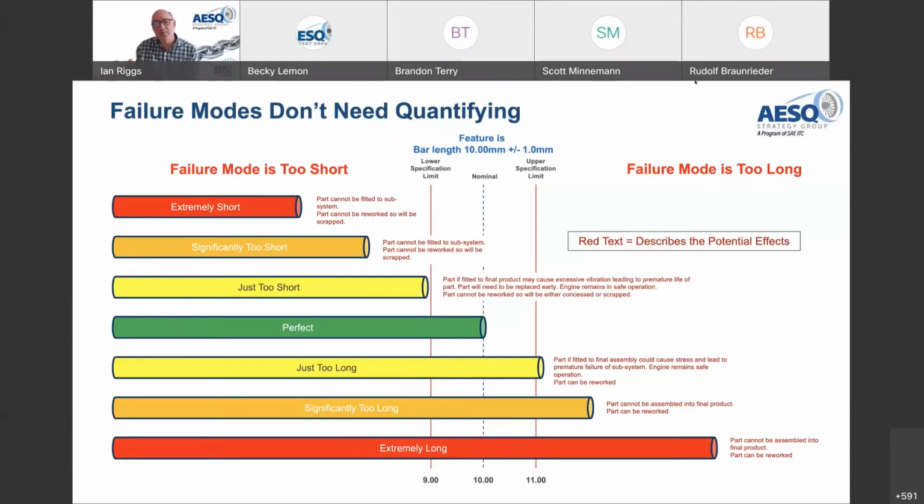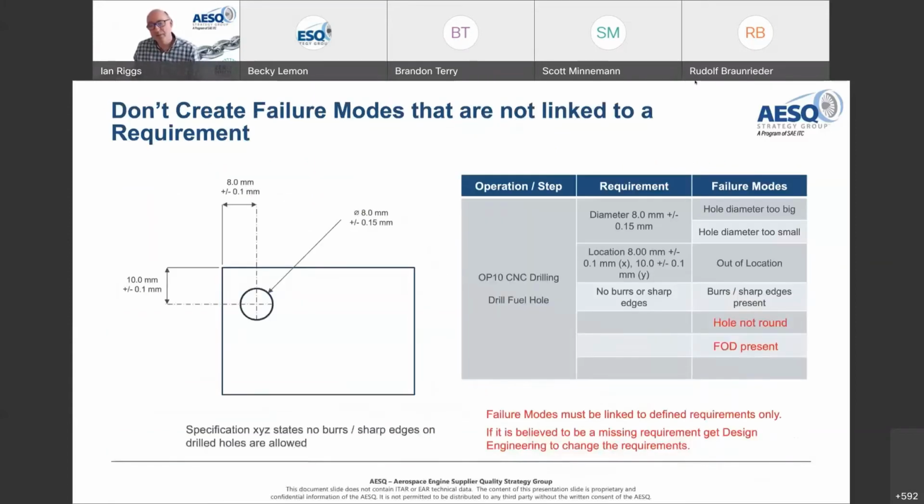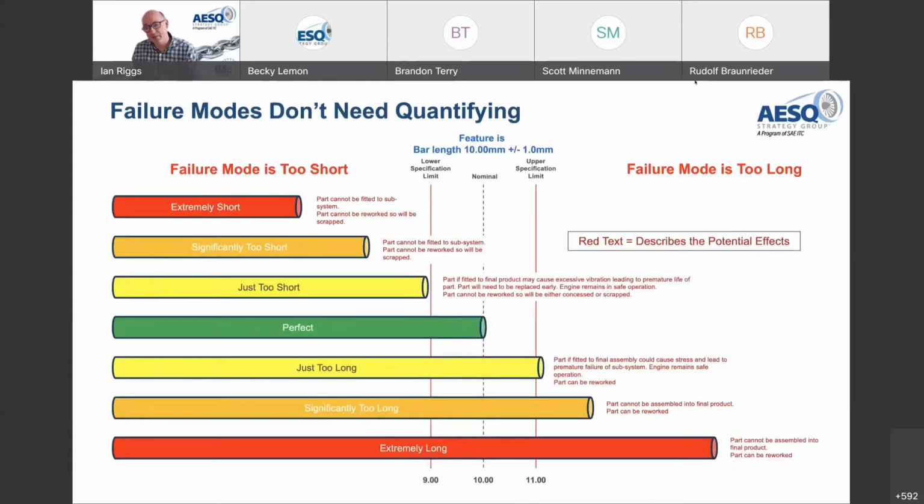So when we come to the effects later, and you say, well, on this product, it's too short, what are all the things that could lead to? Well, it could lead to something very severe on the engine. It might lead to a concession or some rework. The quantification of whether it's too short or too long, too wide, too narrow, gets picked up in the effects column later on. So all we need to write in for a failure mode is if it's too short or too long. Hopefully that makes sense.